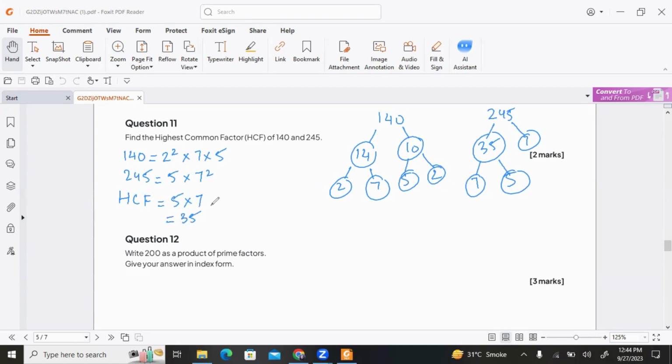It's basically like factorization. In factorization, we take the highest common factor, right? So we're applying the same rule here. The common numbers are 5 and just 7.